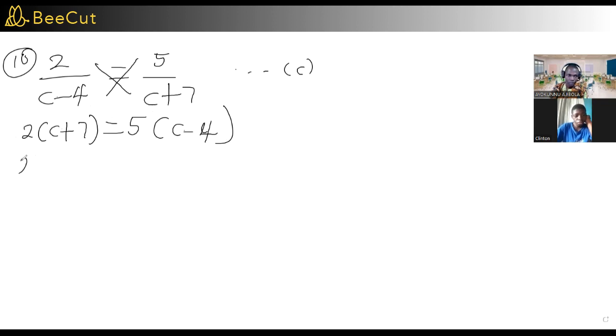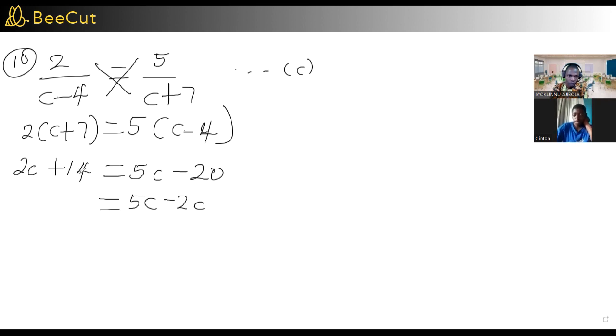So 2 times C is 2C. Then 2 times 7 is 14. Then 5 times C is 5C, and 5 times 4 is 20. Now you have to collect the like terms. How many C are here? 2. How many C's are here? 5. So which one is the biggest one? I prefer to let it remain here so that I will bring the smaller one over. Is that clear? Yes, sir. Because if you take it there, it's going to give you negative, and then you are worried about how to remove the negative when you get your final answer.